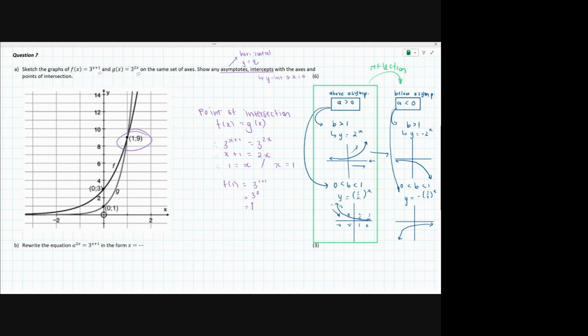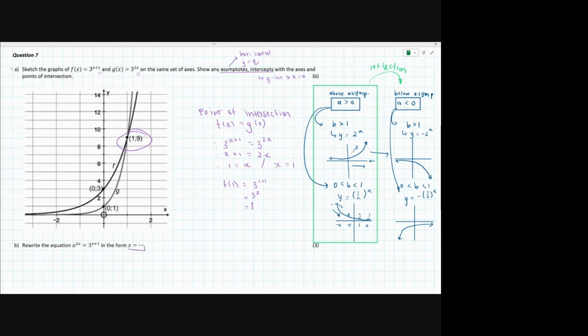Okay. If we have a look at question B here, I'm going to do this one with you because it's not a particularly hard question, so you are welcome to try it by yourselves. But I do think it's one where we might panic a little bit, and there's no reason to, so let's have a discussion how we deal with it. So question B says, rewrite the equation a to the power 2x equals 3 to the power x plus 1 in the form x equals.